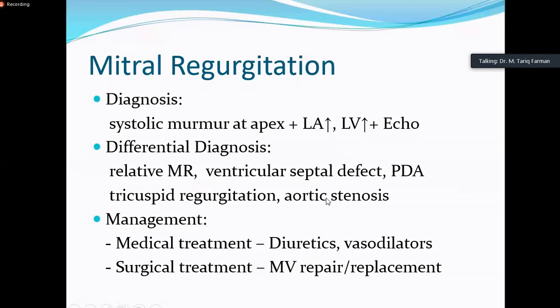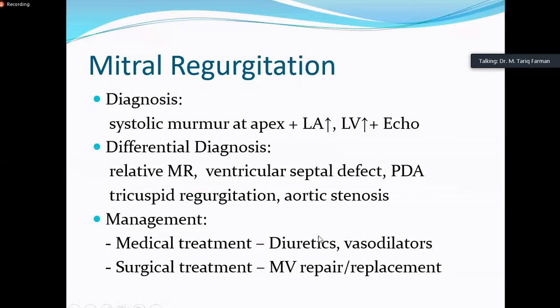In aortic stenosis, there is an ejection systolic murmur over the base of the heart, over the aortic area, and not over the apex, not over the left parietal area. Usually in aortic stenosis, the systolic murmur is an ejection murmur, heard in the aortic area of the heart at the second intercostal space.